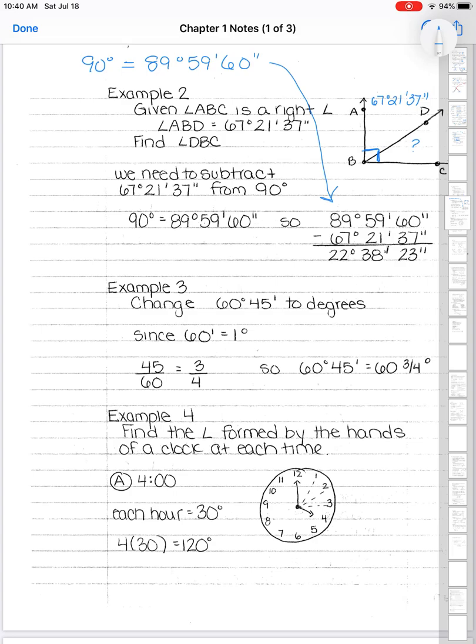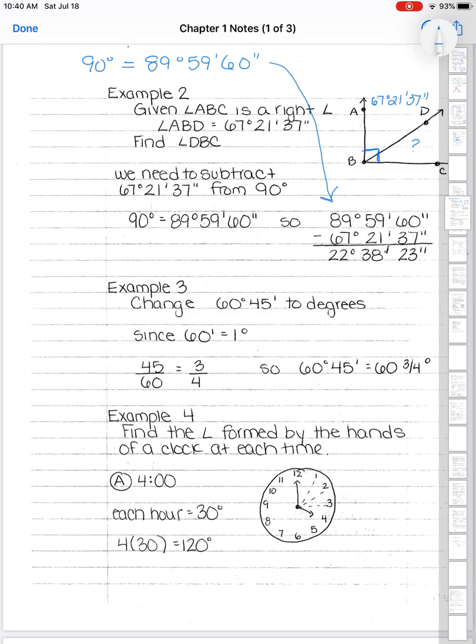So we're going to write that for our angle, and then we're going to take away the angle that was given to us, and line each one up. And we just have to subtract down. So 60 minus 37 is 23 seconds. 59 minus 21 is 38 minutes. 89 minus 67 is 22 degrees. And you get a final answer of 22 degrees, 38 minutes, and 23 seconds.